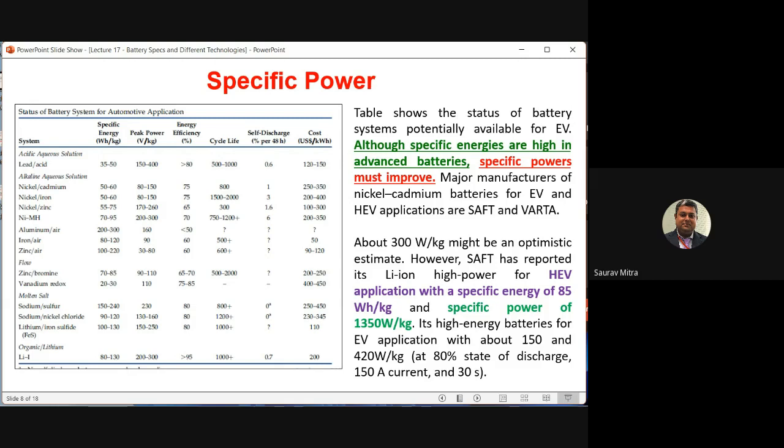It's high energy batteries for EV application, about 150 and 420 watt per kg. So 150 watt per kg and 420 watt per kg at 80% discharge, 150 ampere current and 30 seconds. So this is the discharge time and this is the discharge current. These were the main things in this slide.